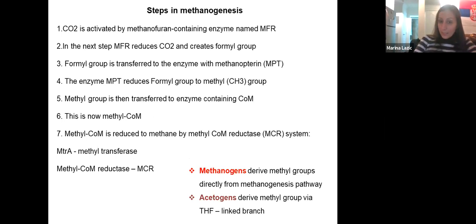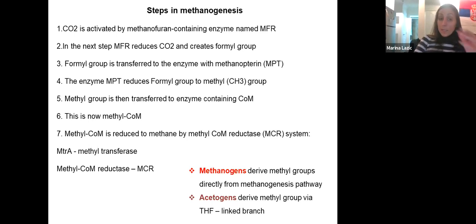The formyl group gets transferred to methanopterin, MPT. So this is also a cofactor, not tetrahydrofolate, MPT. The enzyme MPT reduces the formyl group to a methyl group. This is what you want. And the methyl group is transferred to an enzyme containing cobalt, COM. This is now methyl COM.